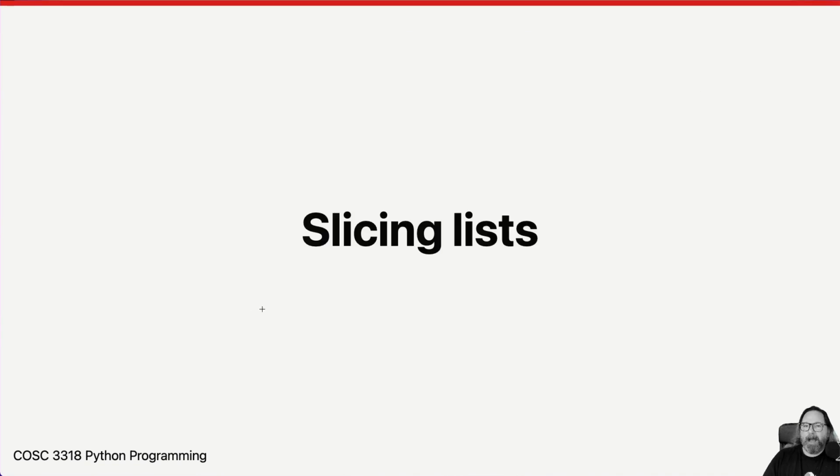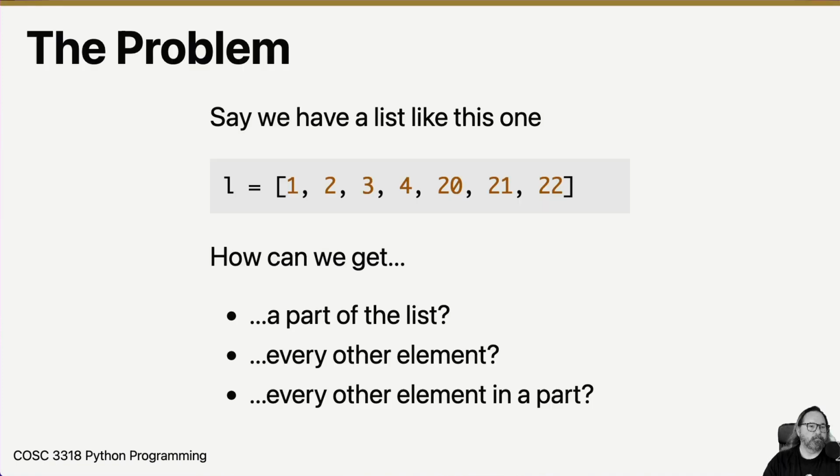A very powerful feature of Python is known as slicing lists. And that's a way to get a part of a list or something like that. So let's take a look at slicing lists. This is one of the things that Python naturally does that is, like I said, really powerful.